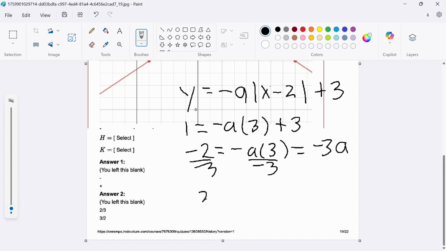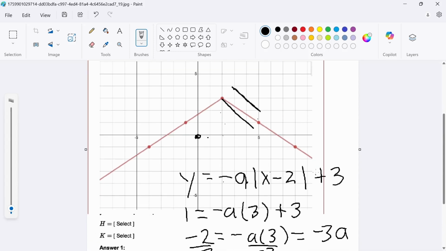And I get 2/3 equals a. And I will check it in a moment. I get y equals negative 2/3. Now, a is 2/3, but that negative sign is there. So it's negative times 2/3, which is negative 2/3. X minus 2 plus 3.